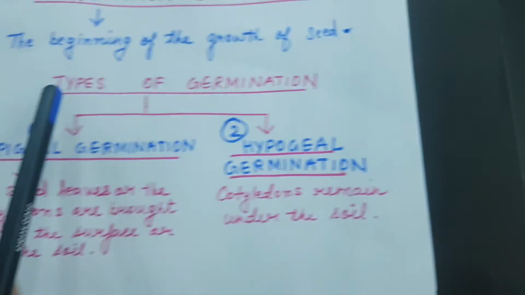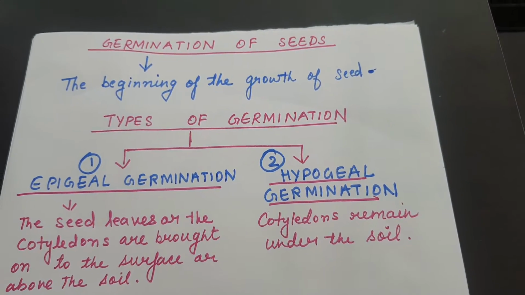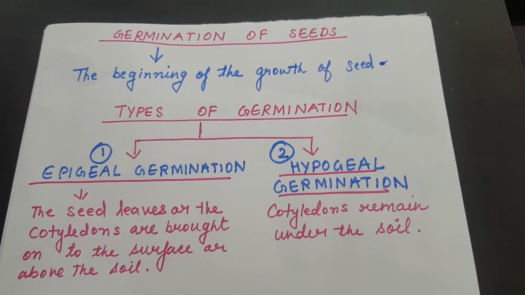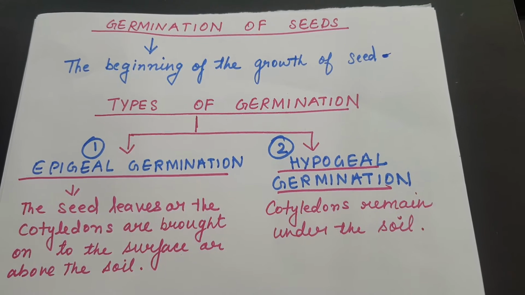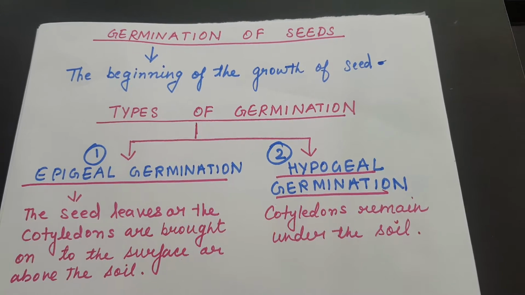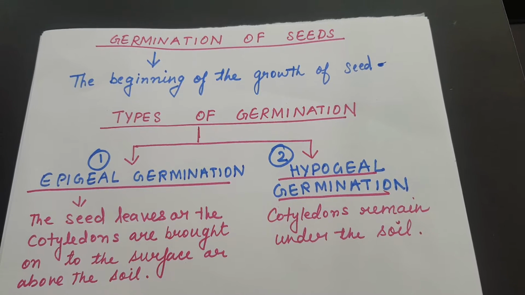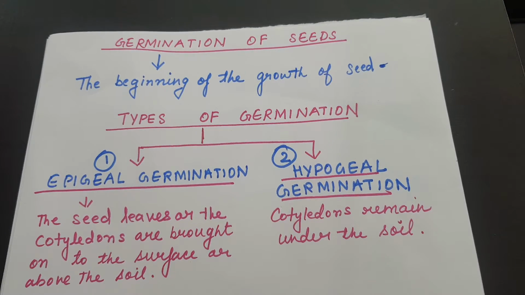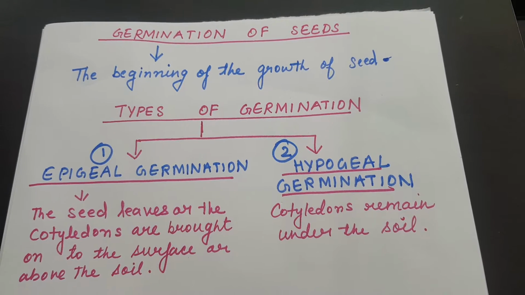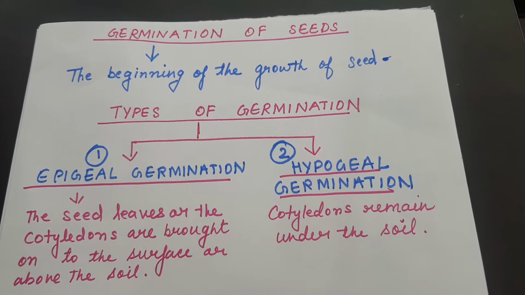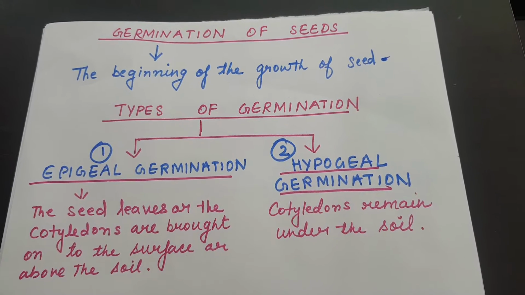Now let us come back here again. Germination begins when the seed absorbs water, swells and bursts through the seed coat. The water helps the enzymes to function in the seed. The enzymes digest the stored food in the cotyledons and make it soluble, and this soluble food makes the radicle and the plumule present in the seed grow.